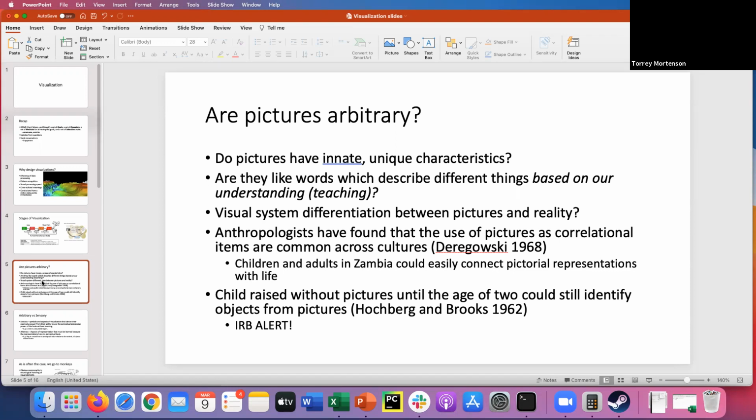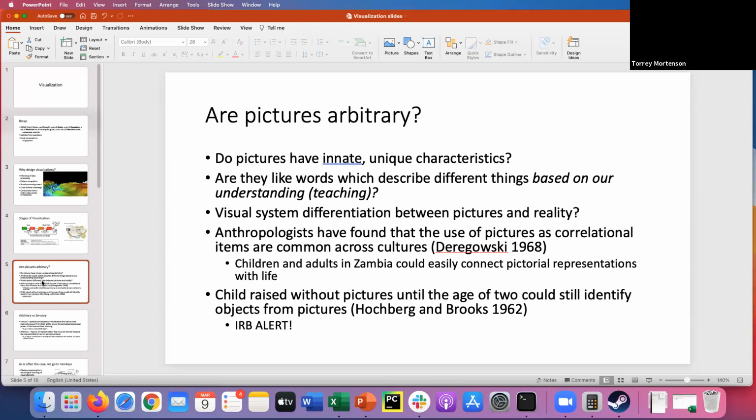So, visual system differentiations between pictures and reality. That's actually an interesting question. And if you ever really want to fall down a dark rabbit hole, there's philosophy of art and semiotics, which explore a lot of that. But here are some really huge examples of how even pictures can transcend and connect with reality in some real ways.